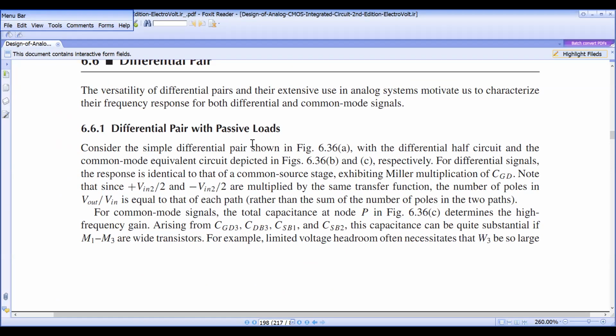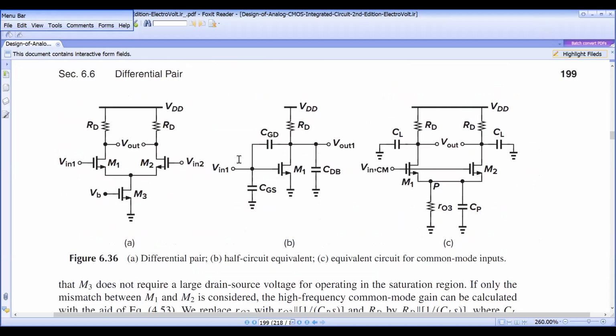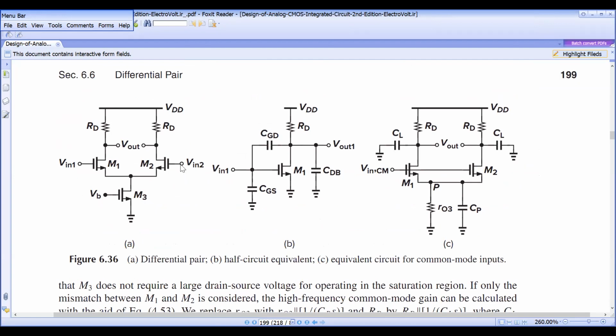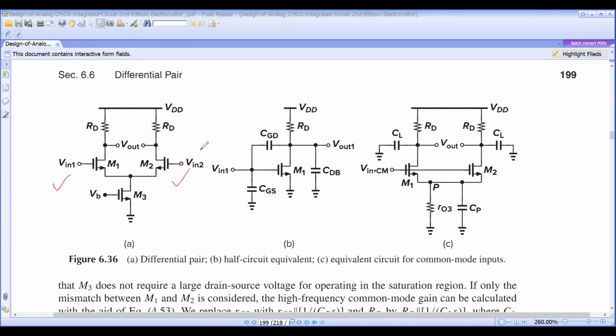Generally, this is the differential pair circuit. The first part is the differential pair circuit, this is the half circuit concept, and this is the equivalent circuit for the common mode inputs. For differential signals, the response is identical to that of common source. Remember, whenever Vin1 and Vin2 are different, the response is similar to that of the common source CS stage amplifier.